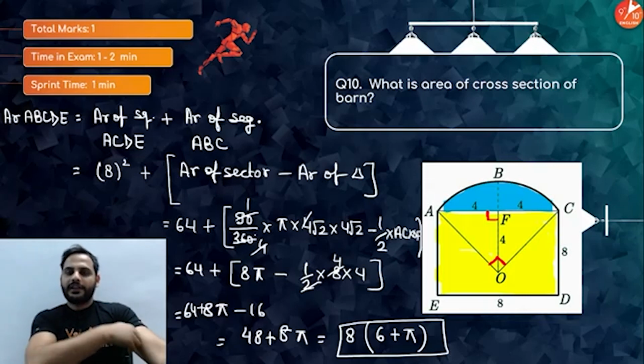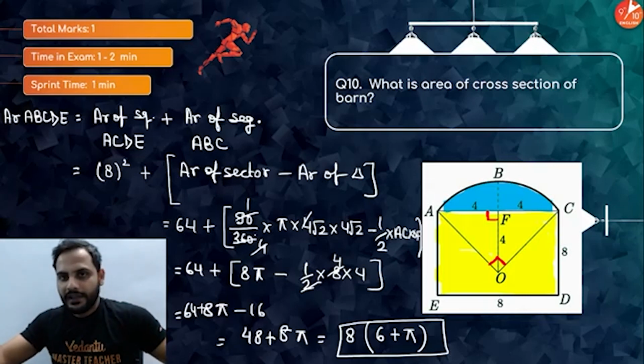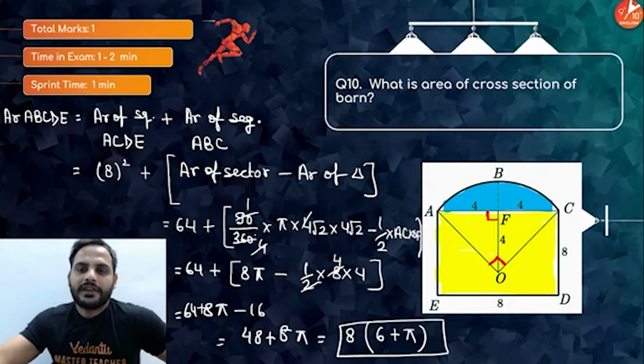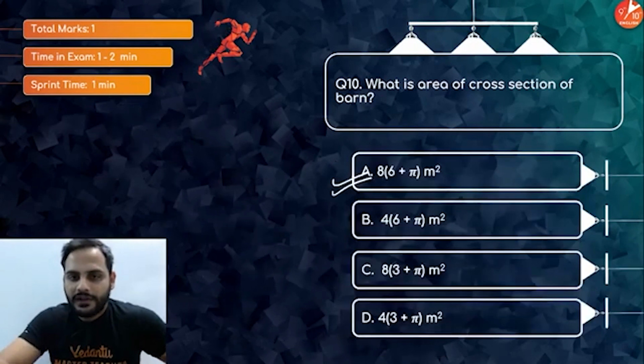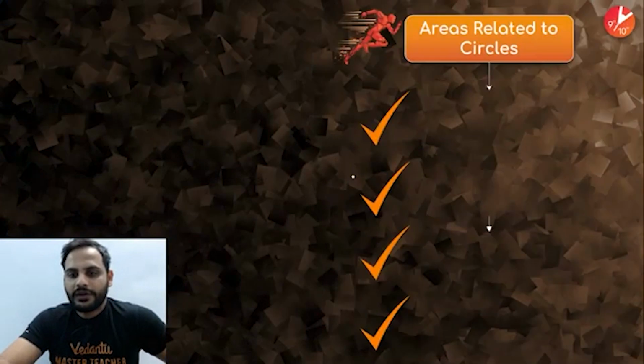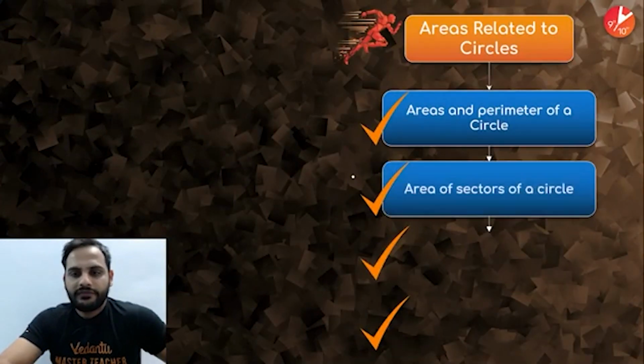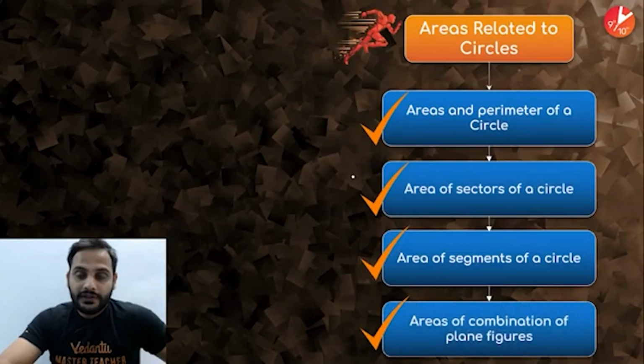Okay? So the area of this complete thing will be area of the square plus the area of the segment. Clear guys? Area of the square plus the area of segment. So this is how we have got the correct answer. And with this we have finished this topic as well. Very good questions I have done.